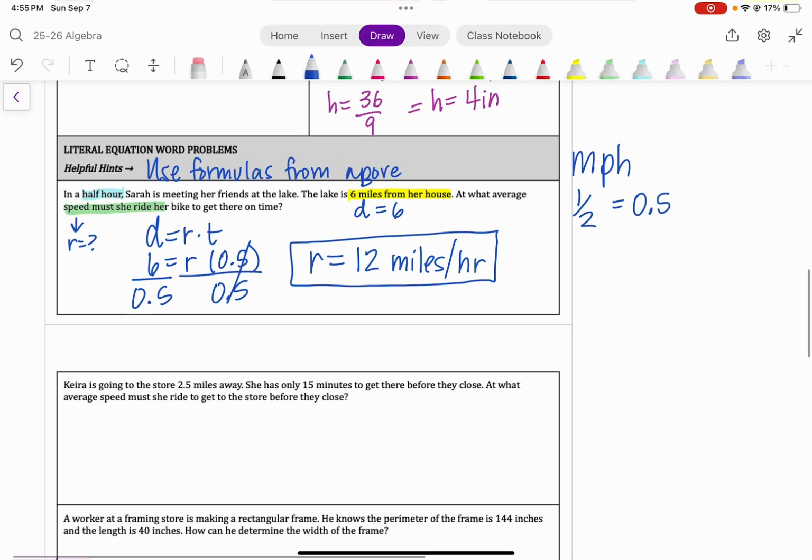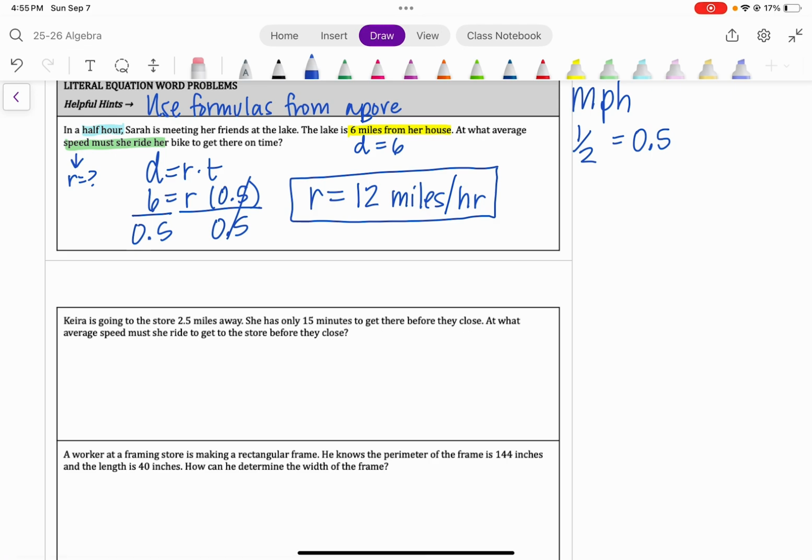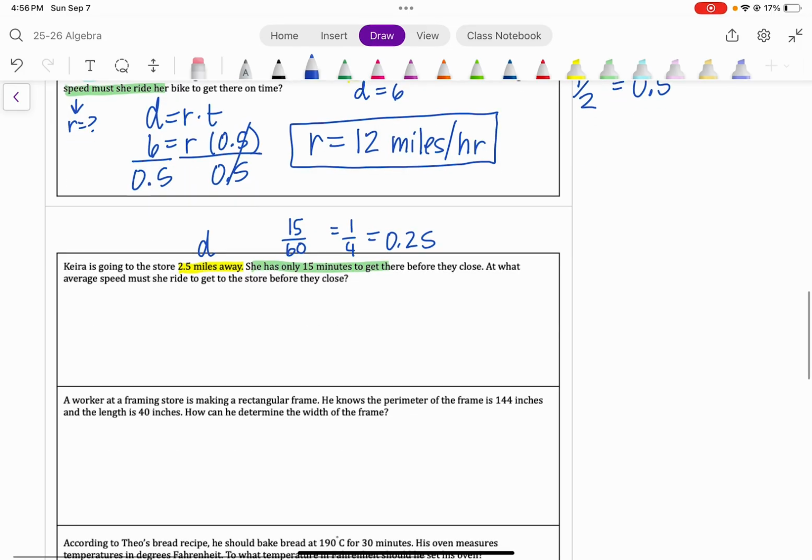So we're going to use that skill again right here on the next problem. Kira is going to the store 2.5 miles away. So that's information I need. That's my distance. She has only 15 minutes to get there. So 15 minutes, that's 15 out of 60 minutes in 1 hour. That's 1/4, which will tell us to use the decimal 0.25. So at what average speed, so we don't know our rate.